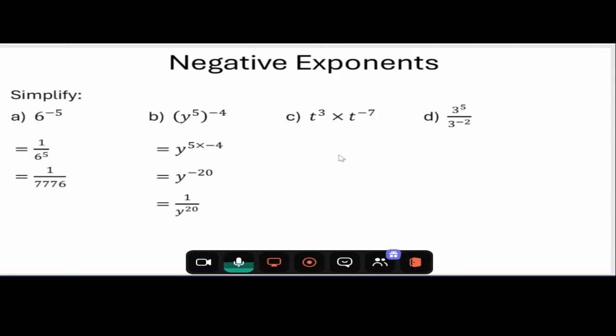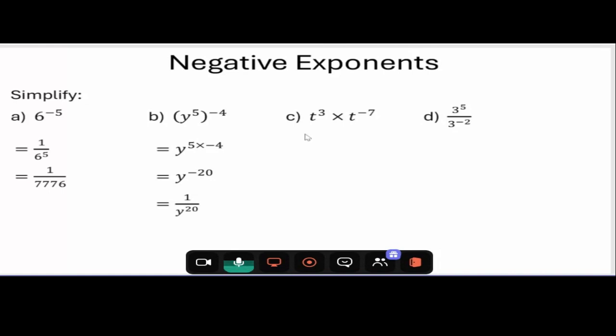How about this one? You know what, I'm going to let you try these two. So this is a multiplying with the same base. So you're going to add the exponents and then figure out what to do from there. This one is dividing with the same base, so you're going to subtract the exponents. I'm going to give you a minute to give those a try.